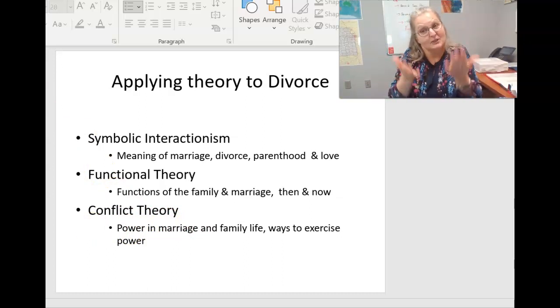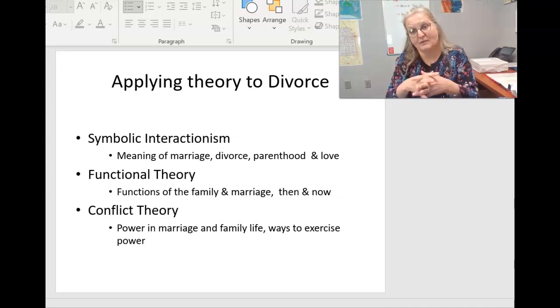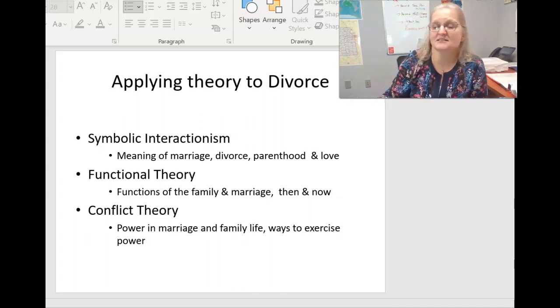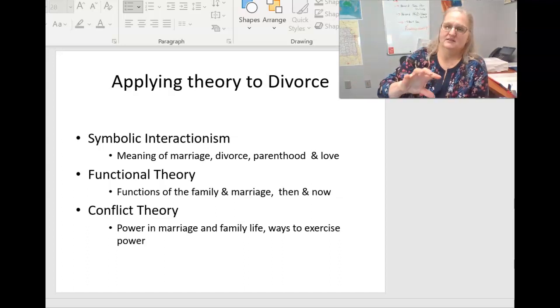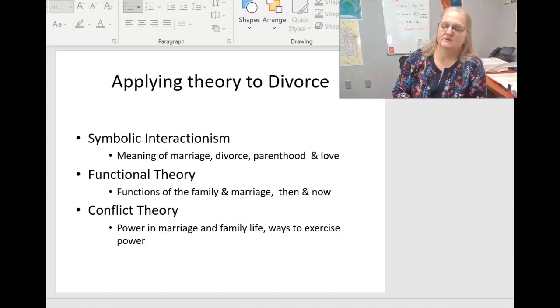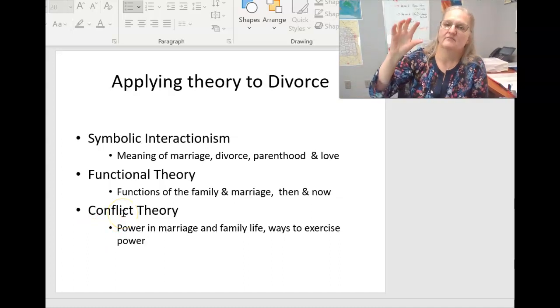maybe we could renegotiate the power arrangement inside the marriage, or we could make it harder for women to earn a decent living. All three of these offer different explanations and different strategies for the social fact of divorce.